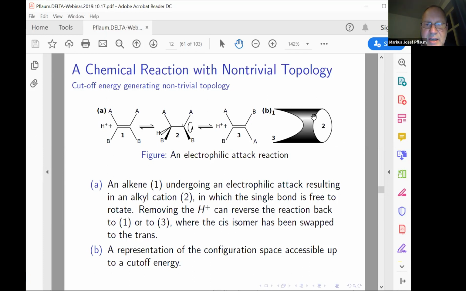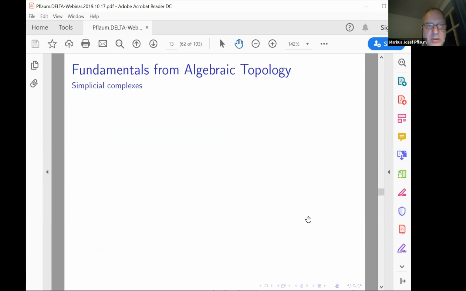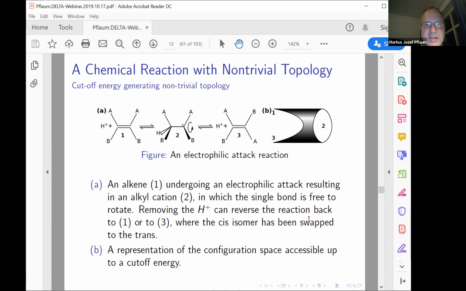the chemistry. And this circular topology happens exactly when you can have this rotation and switch from cis to trans.